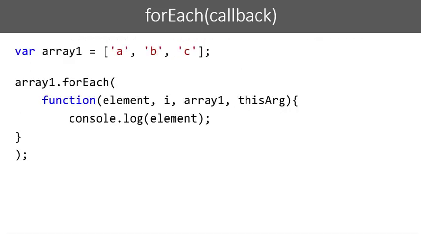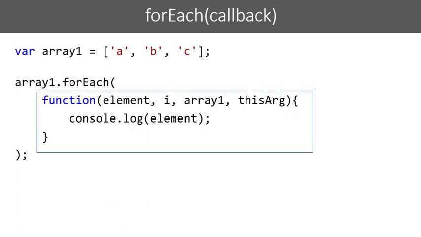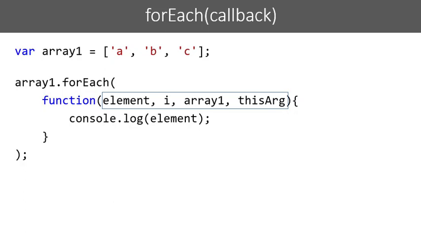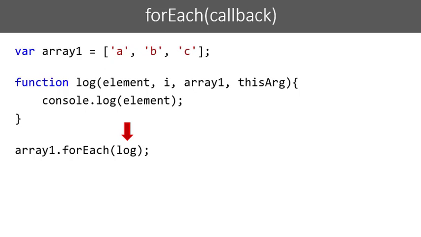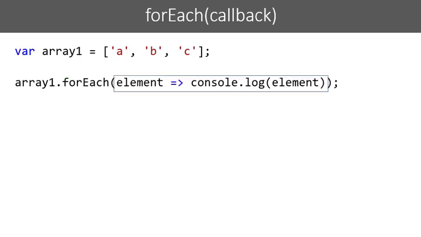Here in this example, the forEach method is used to print elements of array 1. Note that the function is anonymous. It has no name. And 4 parameters are passed to this function. On each iteration, the function is executed and new arguments are passed to this function by the forEach method. Here, I have written a regular named function. Its name is log, and the name of the function is passed here in the forEach method. You can also write the callback function as an arrow function inside the forEach method. So this is another way to write callback functions.